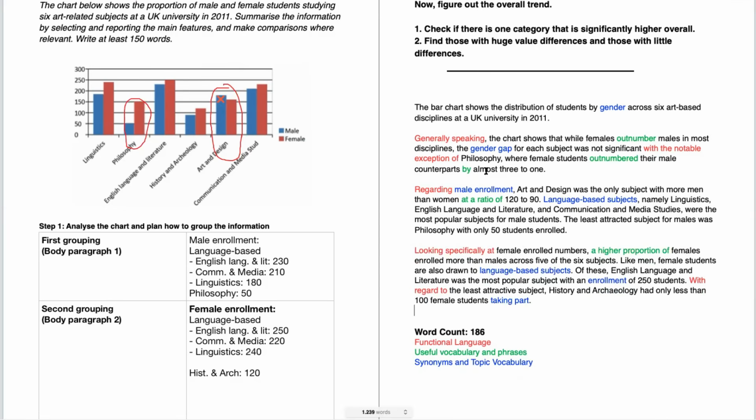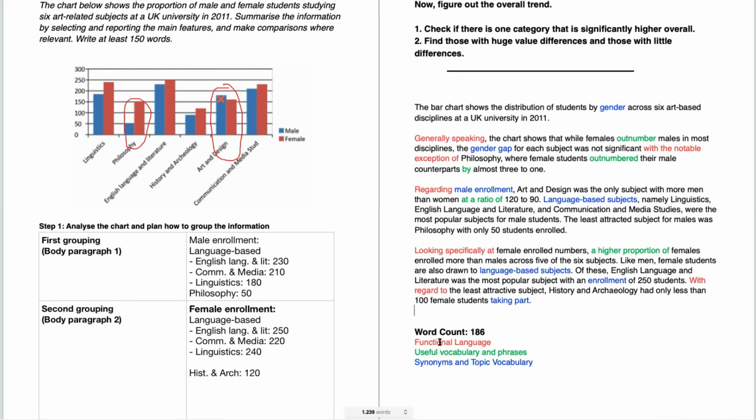Okay, and so I've cleaned it up a little bit. We see that our word count is 186, which is perfect. We had a 150 word minimum, so we have met that, and we haven't gone too far over, so we've definitely spent the right amount of time on this. Now in color coding, I have functional language in red, useful vocabulary and phrases in green, and synonyms and topic vocabulary in blue. This will really depend on how much you are prepared in terms of your vocabulary and your synonyms, and basically all of your language acquisition prior to the exam. So make sure you're studying up on great phrases, especially for technical language and scientific writing.